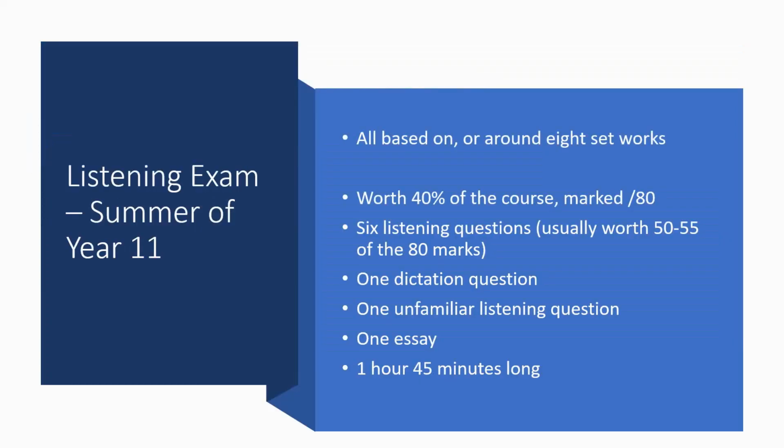So finally, we move on to the listening exam, which is in the summer of year 11, usually after the summer half-term holiday, and this is all based on or around 8 set works. These set works cover a wide variety of different musical periods and styles, and the study of the 8 set works and other related pieces of music is worth 40% of the course, and so it's marked out of 80. And if you remember back to GCSE music being out of 200, with performance 60, composition 60, and then this is the other 80 marks.